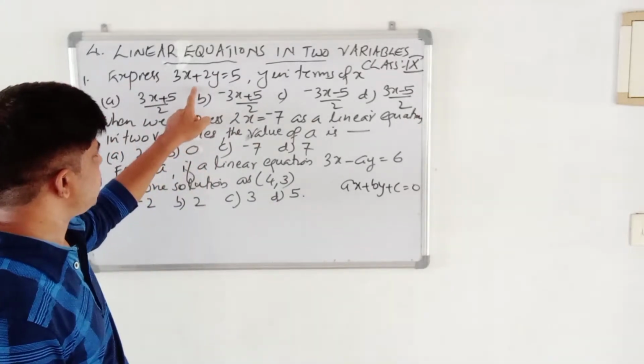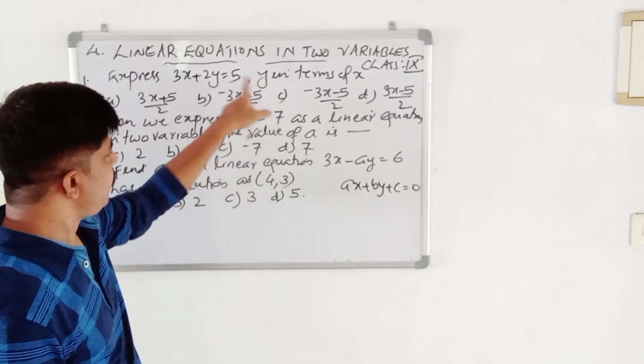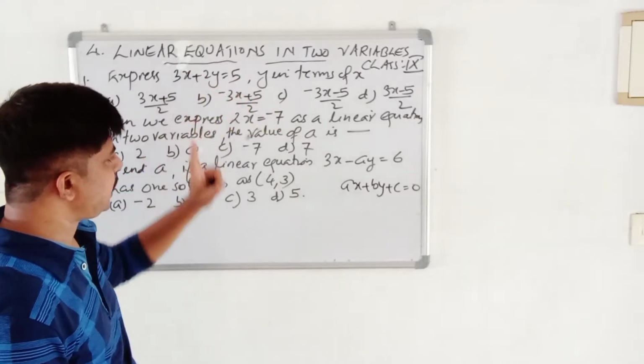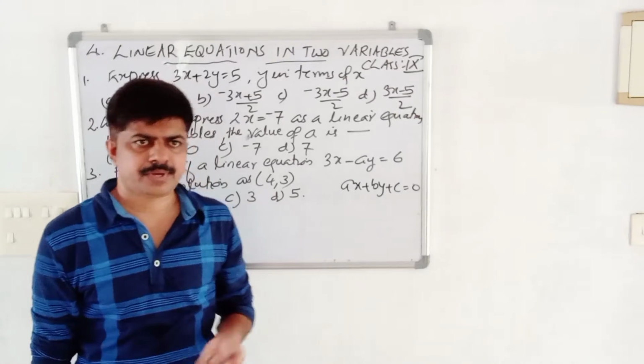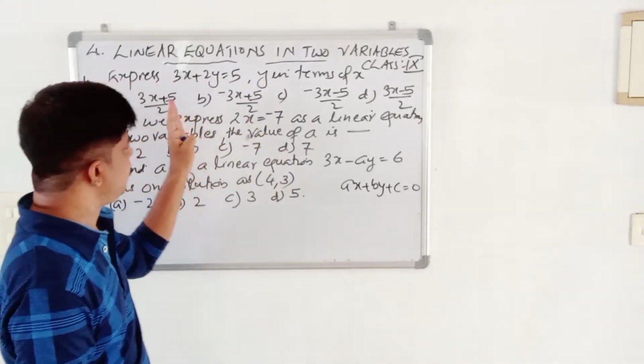Okay, here is our first question. This is a linear equation in two variables: 3x plus 2y equal to 5. We want to express this equation with y in terms of x. What is y in terms of x? Y in terms of x means we have to separate the variables.